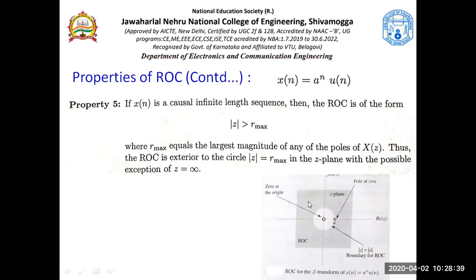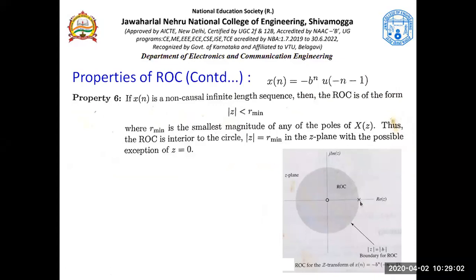It means that for any positive time exponential, the ROC is outside the circle. The ROC is outside the circle of radius A. In this case, it's radius A. If you generalize, A should be called R max. That means the pole with maximum value. This R max is the pole with maximum value. Understand? So for positive time exponential, it is outside the circle.